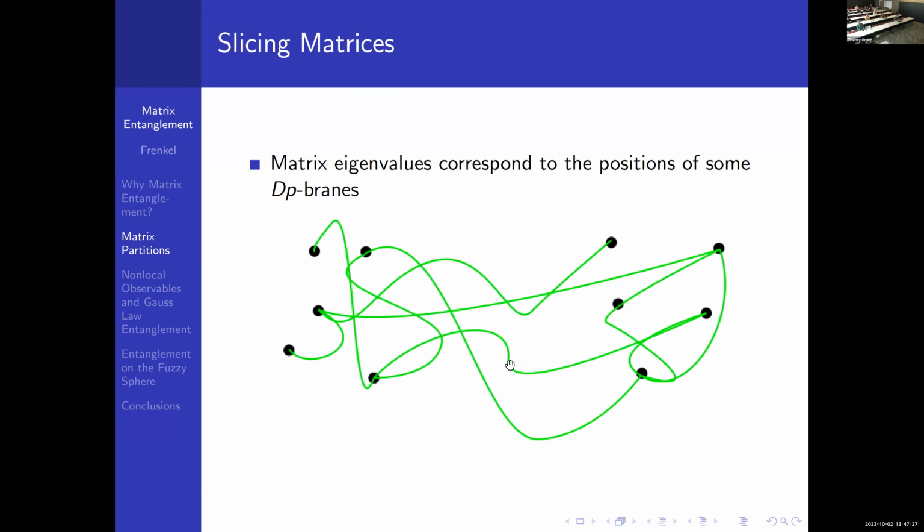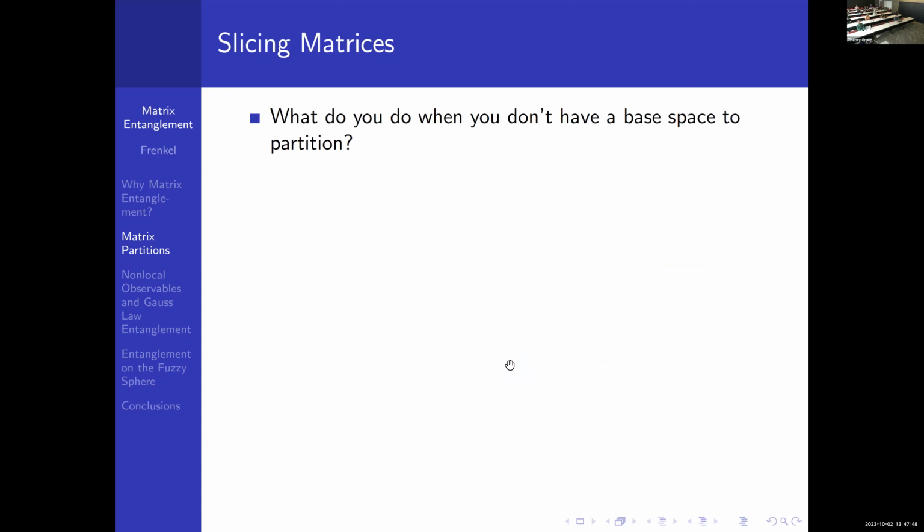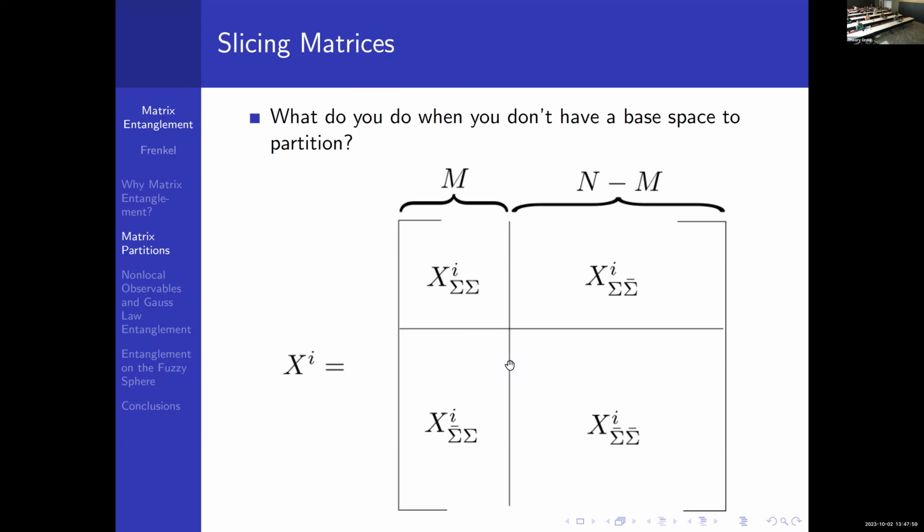Okay. So the systems that we want to consider are some collection of branes interacting with strings, and the intuition is that matrix eigenvalues correspond to the positions of some D0 branes. If you diagonalize the ith matrix, this corresponds to how the branes are distributed along the ith dimension. And if you have a system like BFSS, which only has matrices on a 0+1 background, what do you do when you don't have a base space to partition?